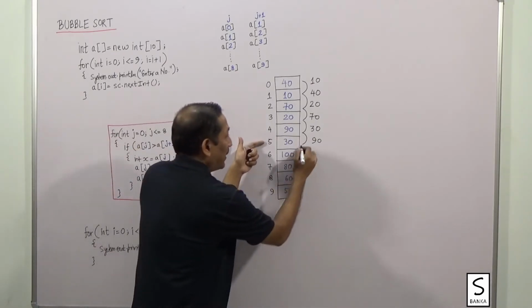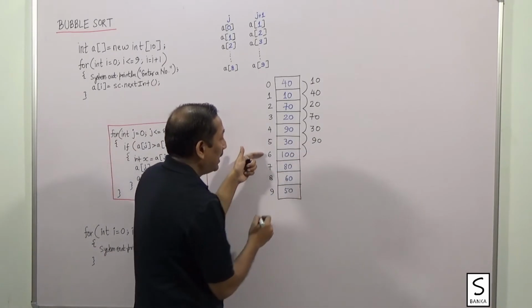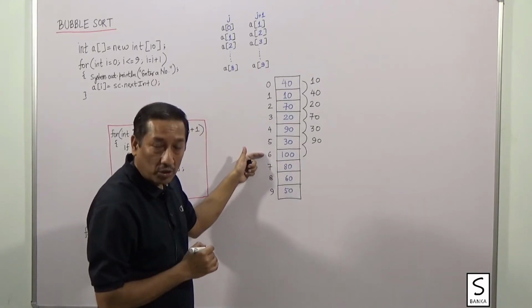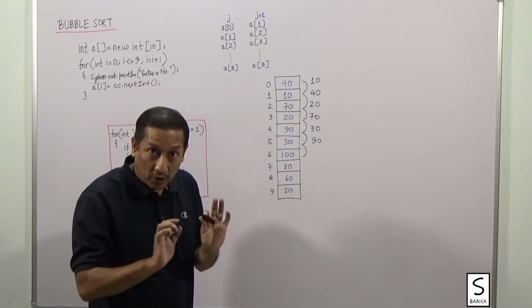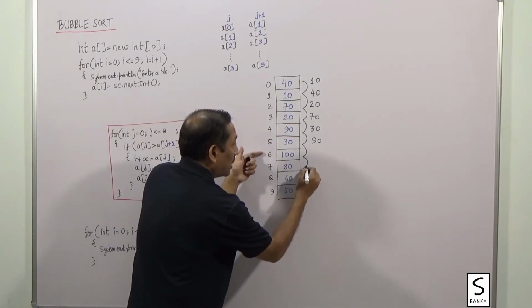Now this A5 is compared with A6. Is 90 greater than 100? No, it is not. Hence no swapping. Hence A6 contains the biggest number as of now. A6 is now compared with A7.